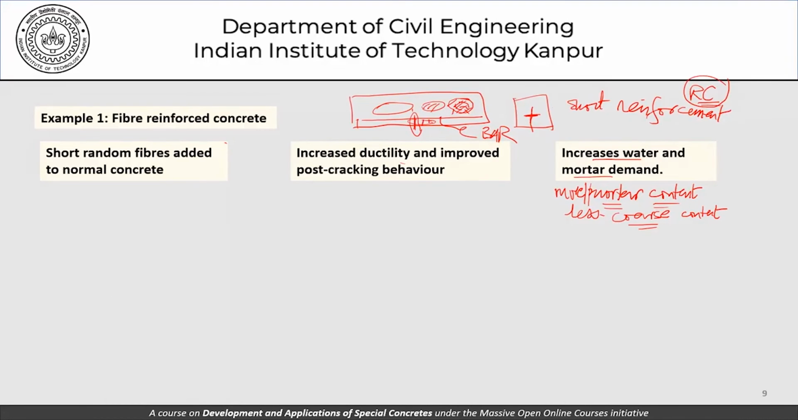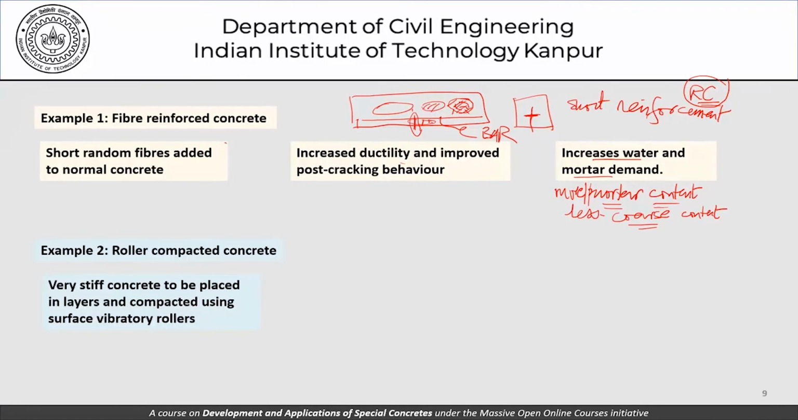And therefore, to say that fiber reinforced concrete is simply short random fibers added to normal concrete has to be taken with a pinch of salt, because you just cannot take normal concrete, add some fibers to it and hope that the properties of it will not be modified. The addition of fibers completely modifies the properties of fresh as well as hardened concrete. Similarly, if we talk of roller compacted concrete, the concrete that we need is very stiff and needs to be placed in layers and compacted using surface vibratory rollers.